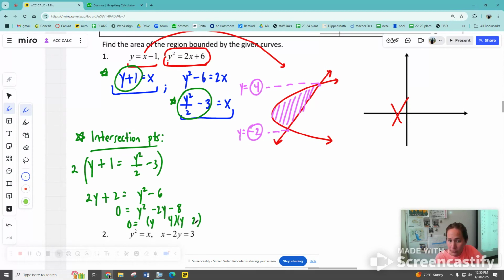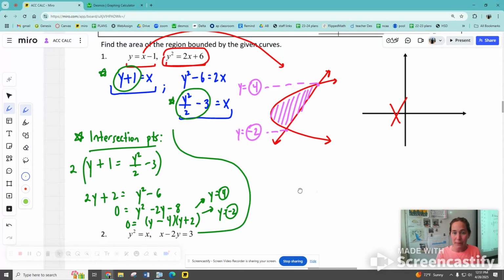With a 4 and a 2, as suspected, minus 4 and then plus 2 gives you two y values at the points of intersection. So just as Desmos had told us, y equals 4 is one of them, y equals negative 2. So either way, if you want to show the work for that or if you want to just use technology, that's fine. Now, the big part, let's set up the integral.